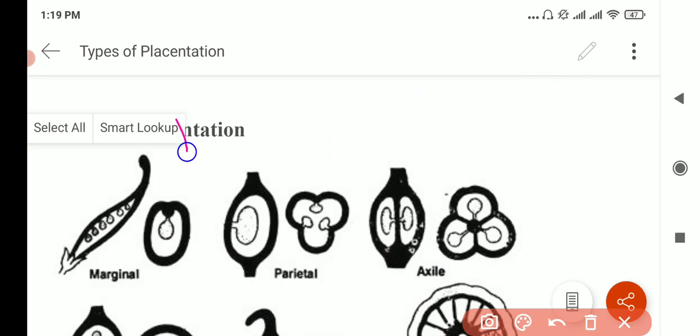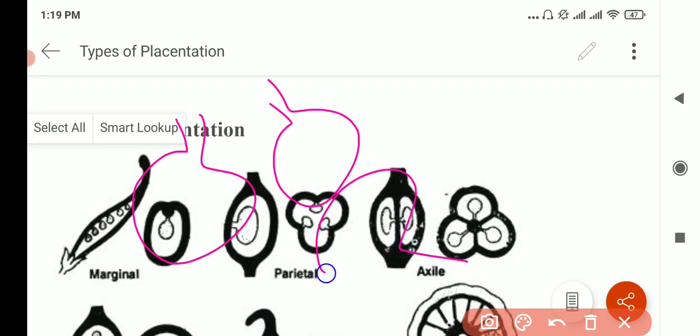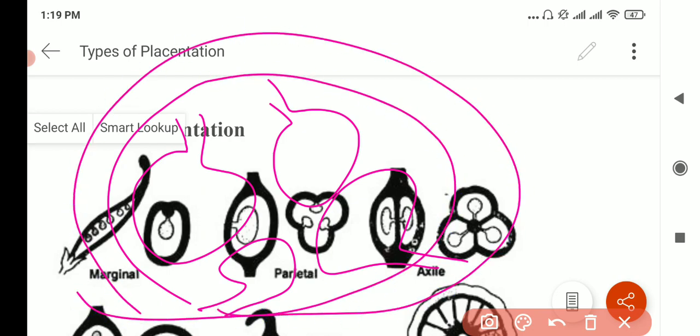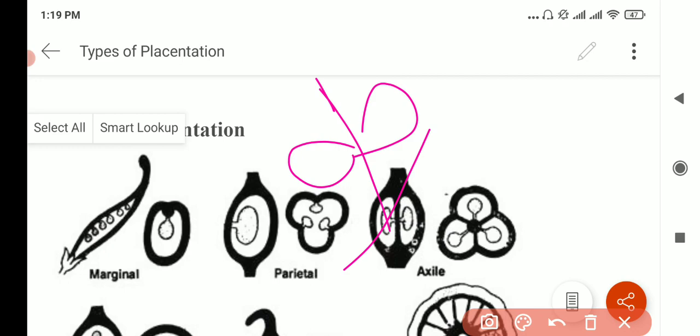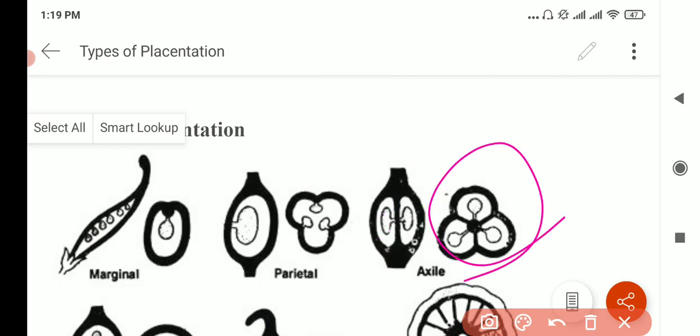Placentation, let me just draw. Suppose this is one ovule and one placenta. Then another ovule, another placenta. Another ovule, another placenta. Another ovule, another placenta. Let's say they are arranging themselves as a circle. Then they could arrange themselves like in a row. Here they are arranging themselves one on the left, one on the right. Then here they are arranging themselves in a triradiate position.